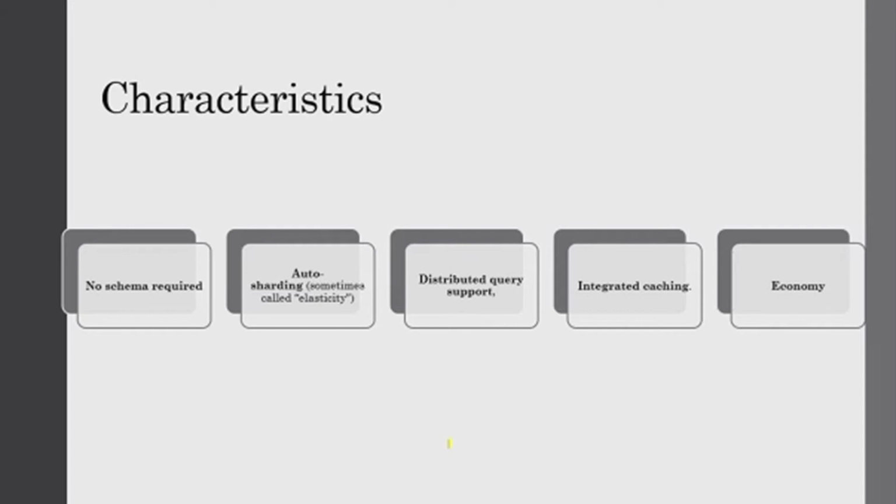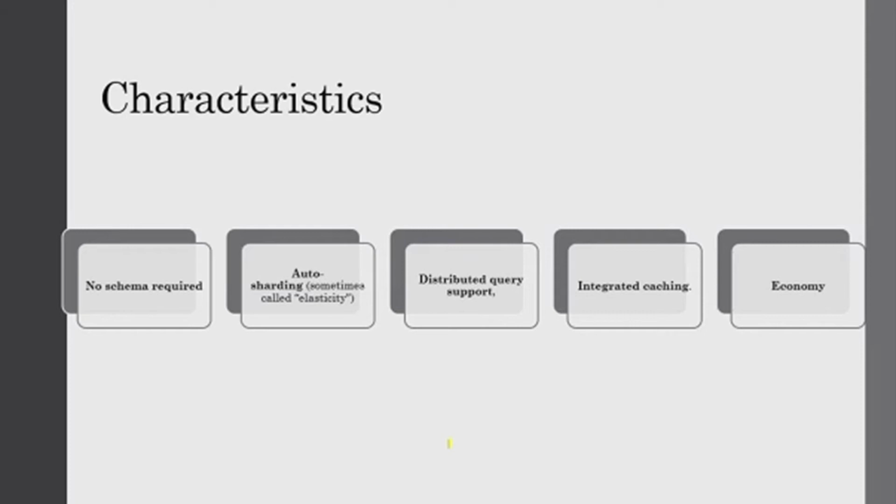The next is integrated caching. To reduce latency and increase sustained data throughput, advanced NoSQL database technologies transparently cache data in system memory. Many NoSQL technologies have excellent integrated caching capabilities, keeping frequently used data in system memory as much as possible. This removes the need for a separate caching layer.